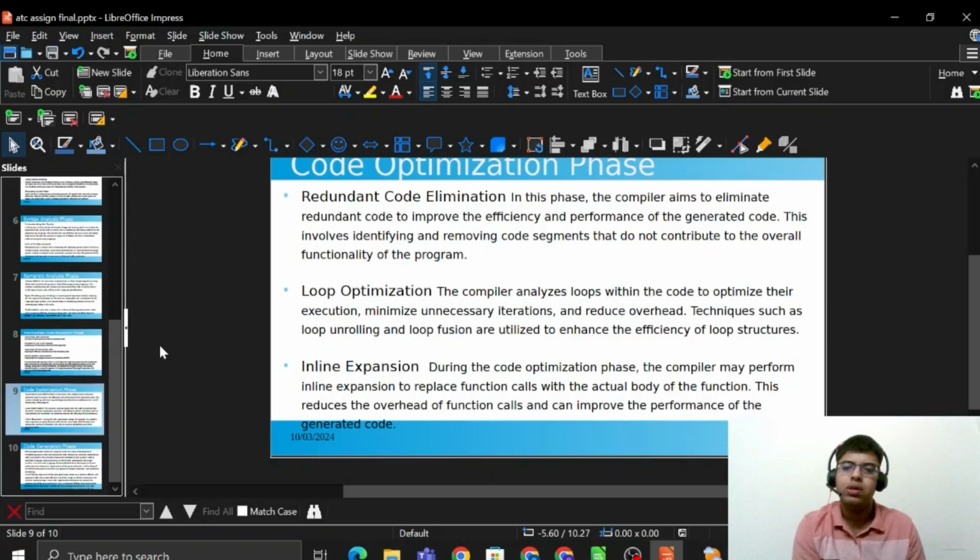Next one is inline expansion. During the code optimization phase, the compiler may perform inline expansion to replace function calls with the actual body of the function. This reduces the overall overhead of function calls and improves the performance of the generated code.